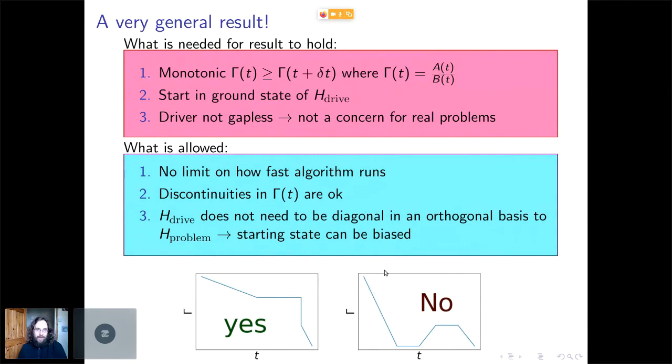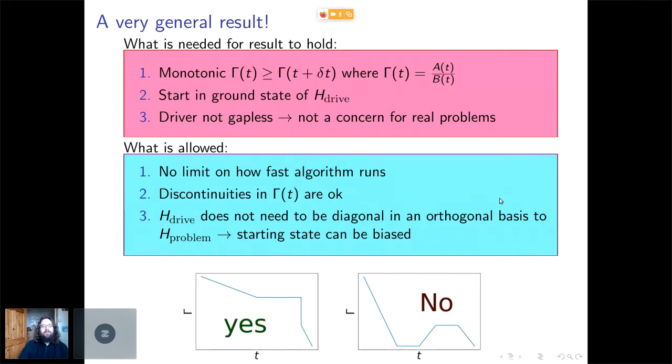What is allowed for this result to hold: there's no limit on how fast the algorithm can run. Discontinuities in this gamma are okay. So with a quantum walk, you could think of that as a quantum anneal, where you start off with your transverse field very high, instantaneously change it to some intermediate value, and then at the end instantaneously turn it completely off and then measure. So discontinuities are okay.